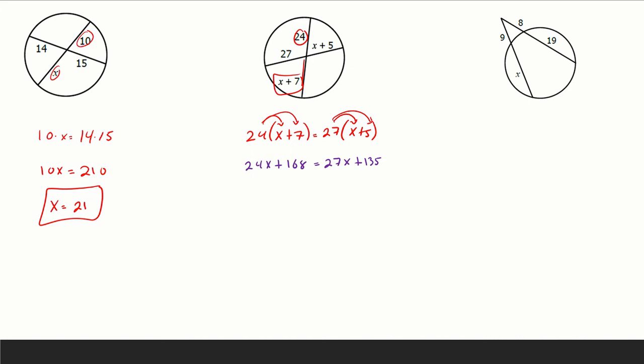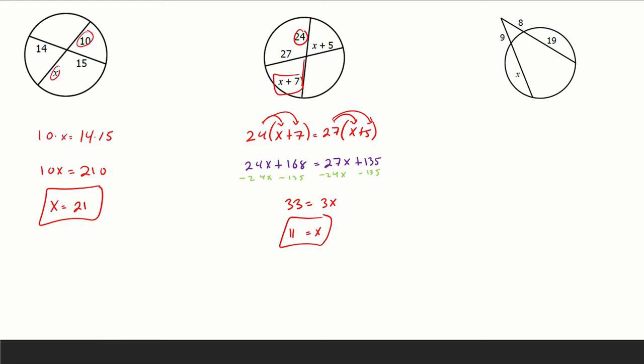From here we're solving for x, so we're going to do a couple of things at once. We subtract 24x from both sides, and at the same time we subtract 135, and that leaves us with 33 on the left side and 3x on the right side. When we divide both sides by 3, we end up with x being 11.